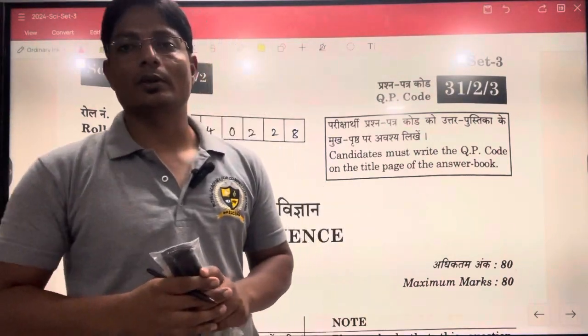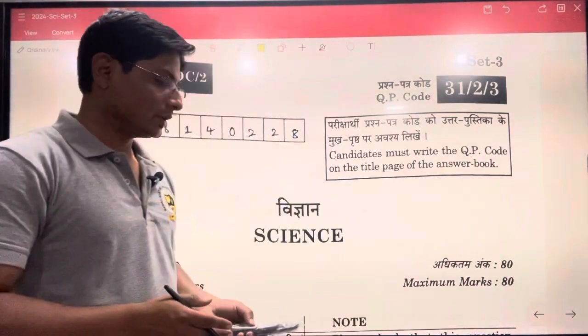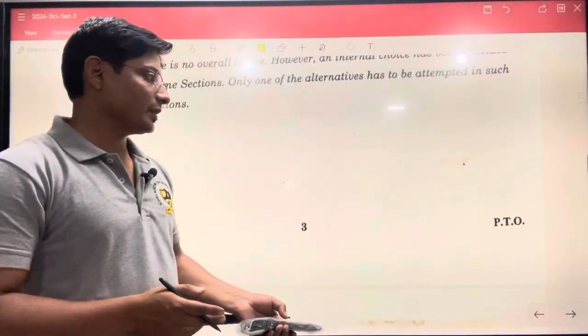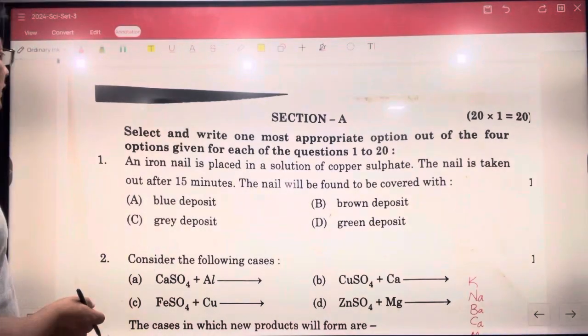Finally, the science exam is over, and today I have with me set 3 of your question paper. Let us try to quickly solve this question paper and understand how you could have selected the correct options for MCQs as well as assertion and reasoning type of questions. Okay, so here is the first question.